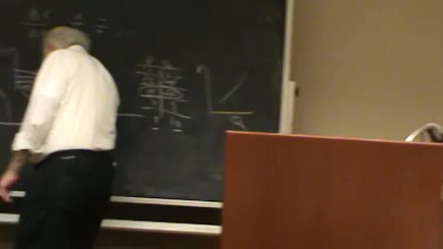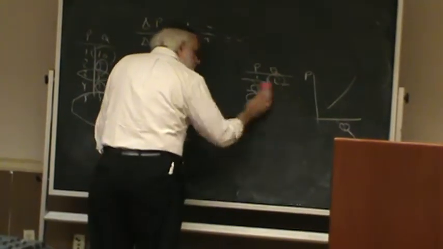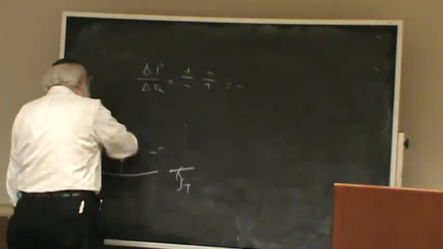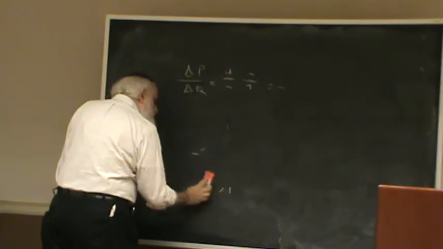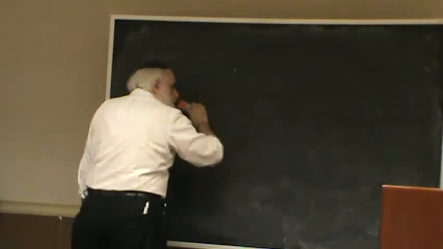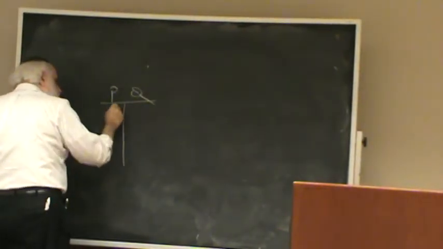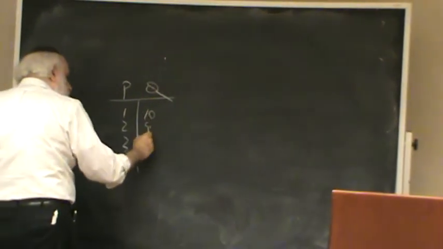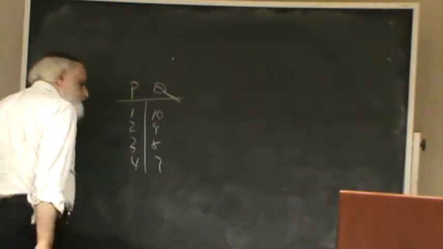Elasticity. What is elasticity? Here we're talking about, let us redraw this. We're finished with supply and demand, not completely finished, but in terms of what we're talking about, we're finished with supply and demand equilibrium, and now we're concentrating on the demand curve. Price, quantity, 1, 2, 3, 4, let's say 10, 9, 8, 7, whatever it was, right?